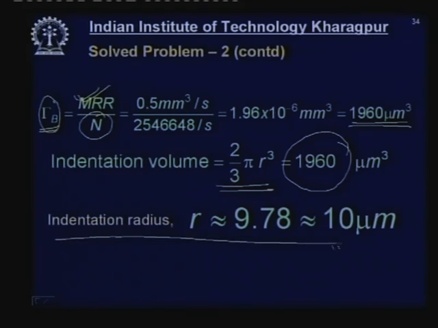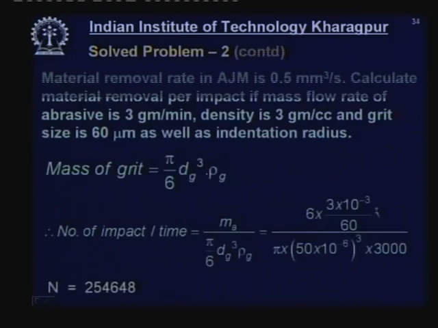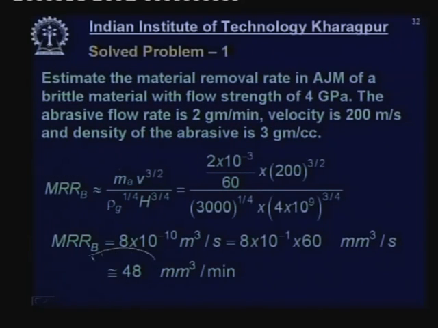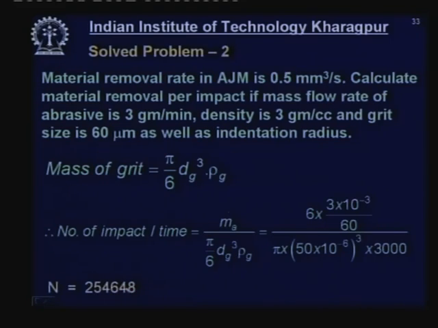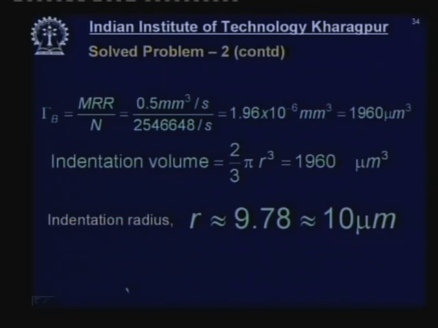So, indentation radius we are getting around 10 micron. Through these two problems there are two things to learn. We are getting a typical indentation radius which is around 10 micron, and we also got a typical MRR which is around 48 millimeter cube per minute. So, it is in tens of millimeter cube per minute, not in hundreds, neither is it 0.1. These two solved problems not only give you exposure to this, but also give typical industrial values.